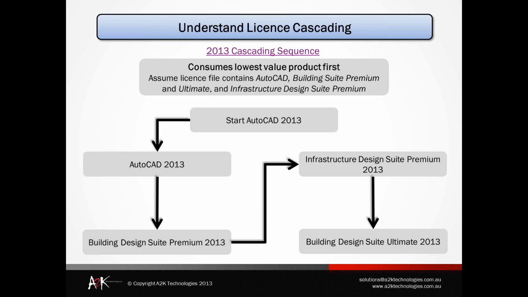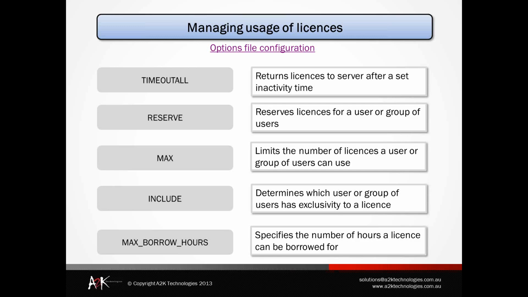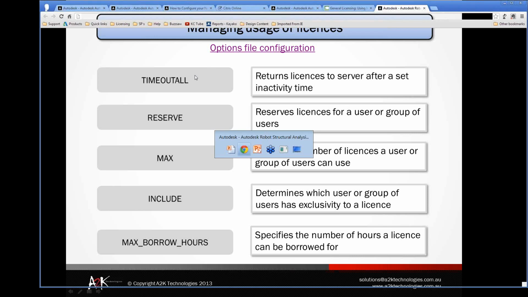So there's various ways in which we can manage the usage of licenses, and anybody that's using a network license, in my opinion, should have the options file. So I just come back here, I think I've got the options file. This is a link on how to use the options file. That should catch up shortly.